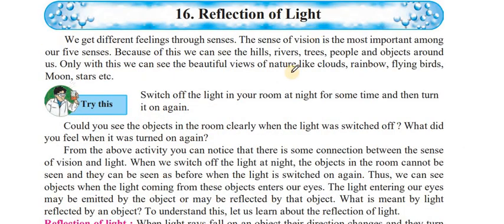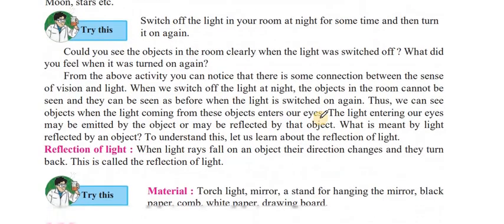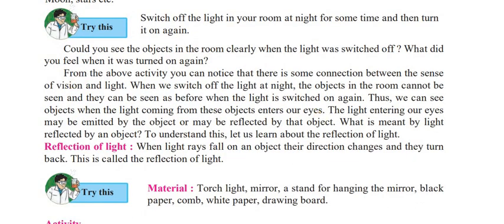Chapter 16, reflection of light. Let's see the important questions from this chapter. First one, definition of reflection of light. When light rays fall on an object, their direction changes and they turn back. This is known as reflection of light.